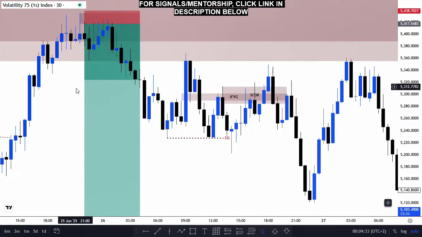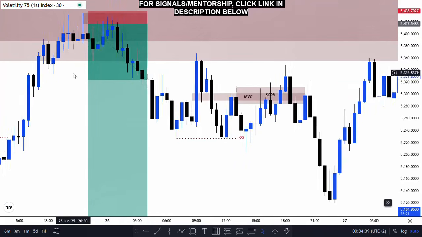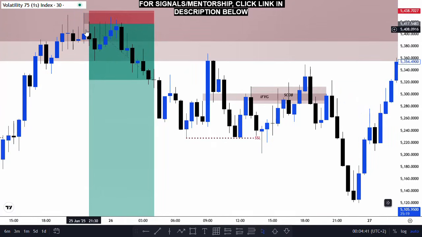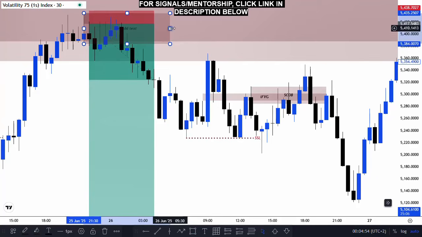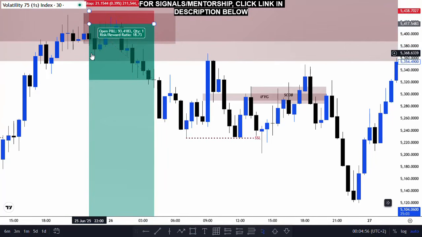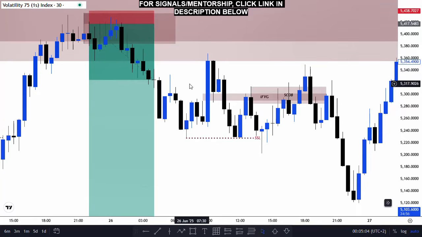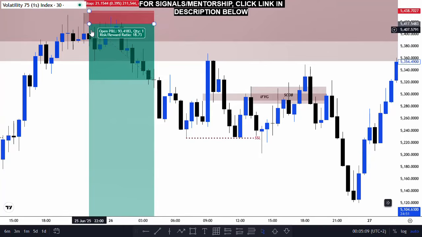So even here on the 30-minute chart, you have this single candle order block, but the one that I'm looking at is this one. If you are in my mentorship or the signal group, you understand why this is a perfect single candle order block that you have to look at. Because of this candle right here, this is like the confirmation candle, this black candle right here. On the 30 minutes you also have a single candle order block.